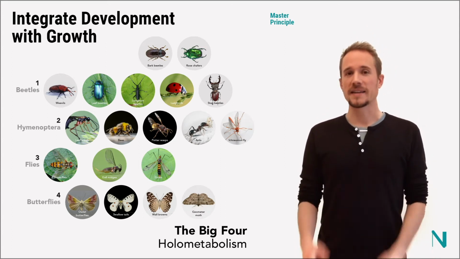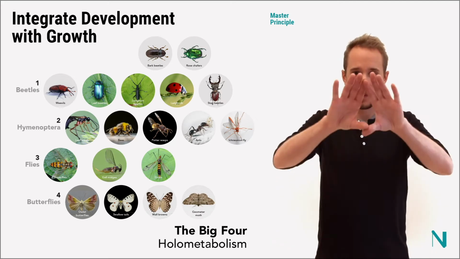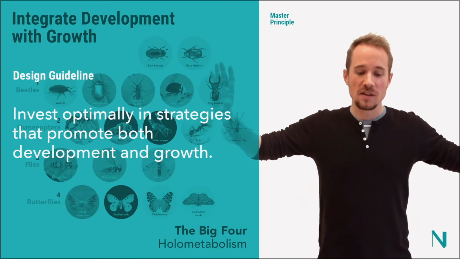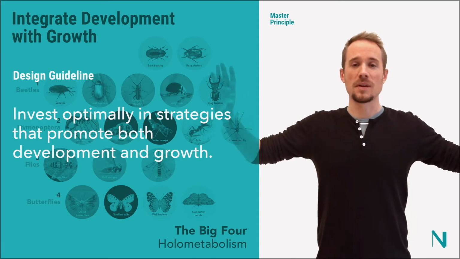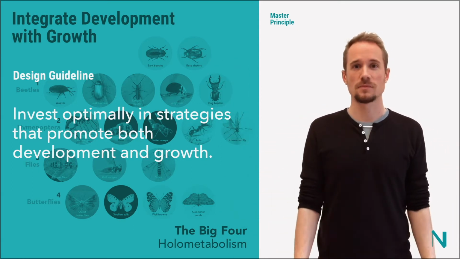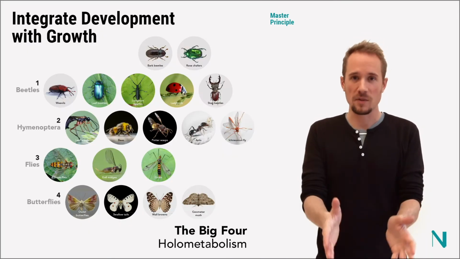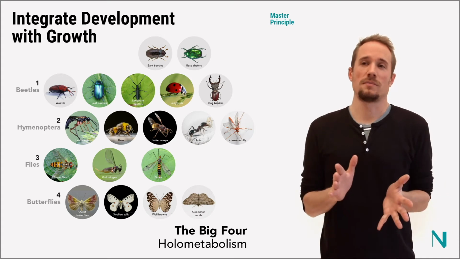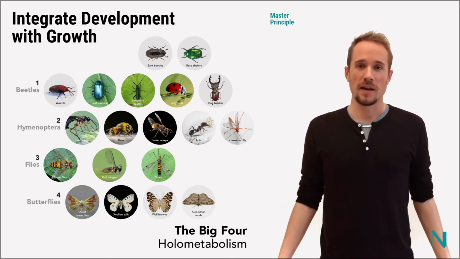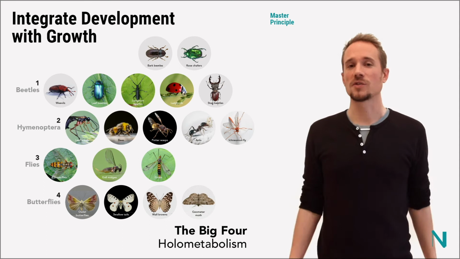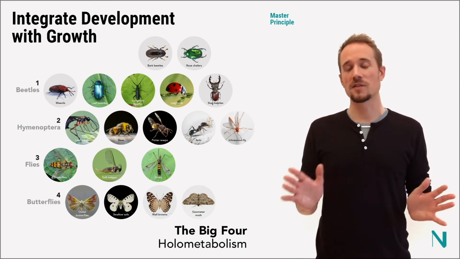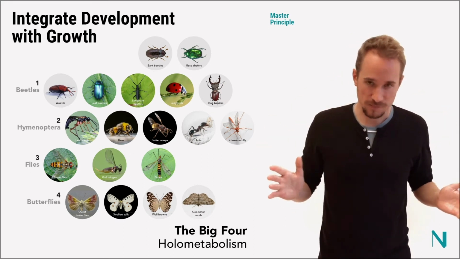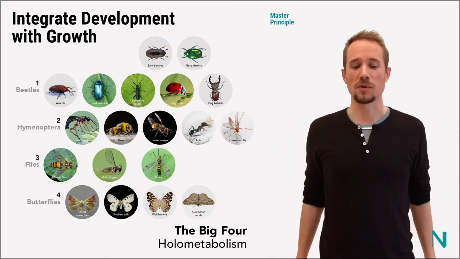So what's our design guideline here? Invest optimally in strategies that promote both development and growth. We can find the big 4 orders of insects in every ecosystem that we know, basically. And especially, of course, in a tree ecosystem, they are everywhere. They're absolutely indispensable. Without ants, wasps, bees, or beetles, most trees will probably not exist as we know them.